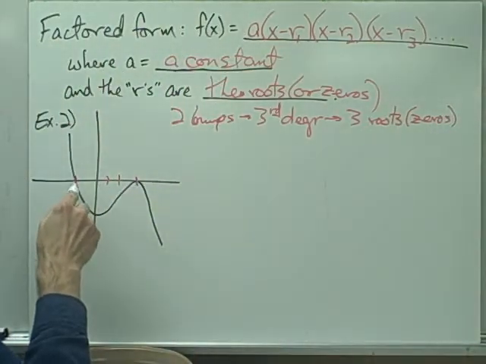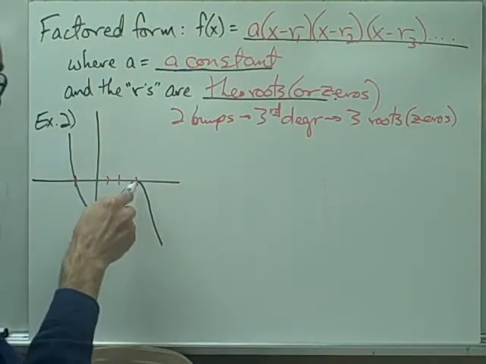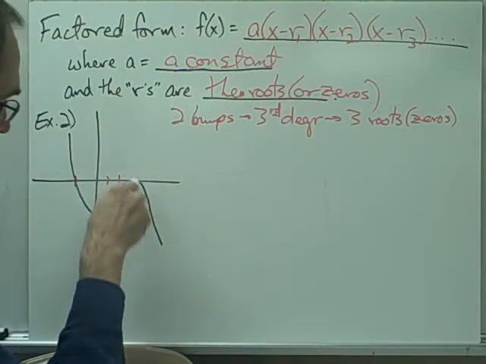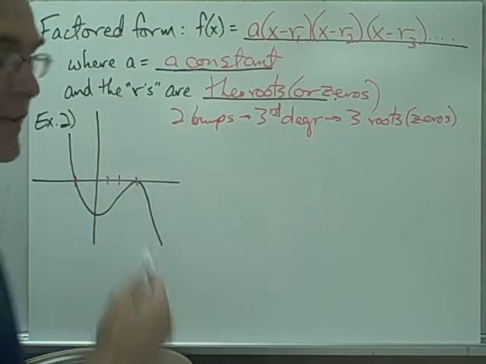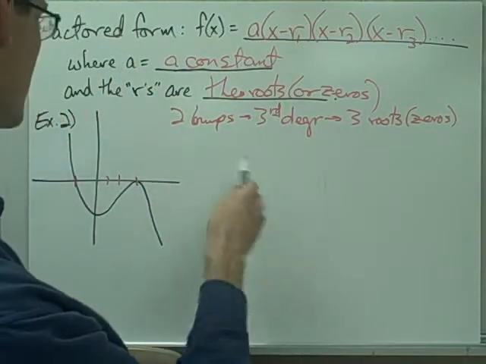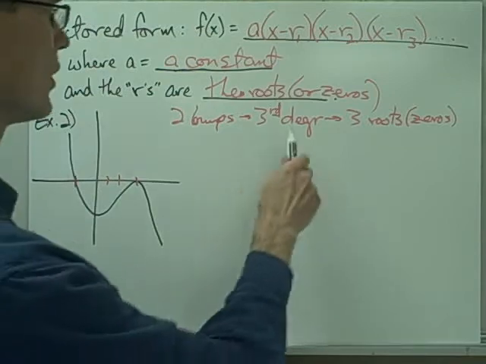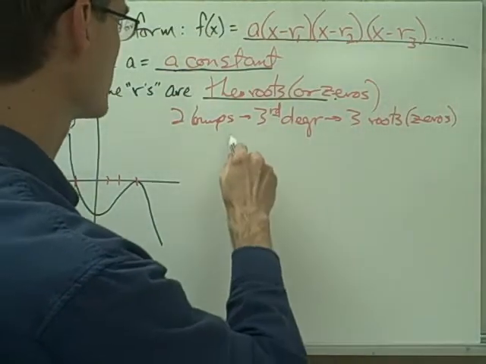And in fact, I can see where those zeros are. One's right here. It looks like there's only one right here, but I see I have a bounce right there, and so there I know that that's going to be a double root. So I can go ahead and write down what my roots are for this equation. I can write down my 3 roots.